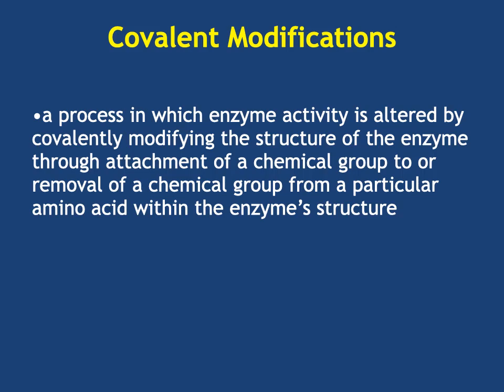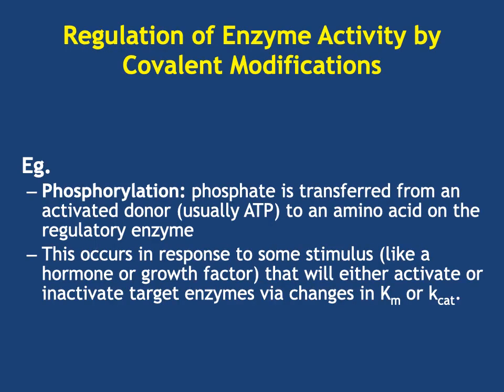Covalent modification is a process in which enzyme activity is altered by covalently modifying the structure of the enzyme through attachment of a chemical group to, or removal of a chemical group from, a particular amino acid within the enzyme's structure. The most commonly encountered type of covalent modification involves the process by which a phosphate group is added to or removed from an enzyme. The source of the added phosphate group is often an ATP molecule.